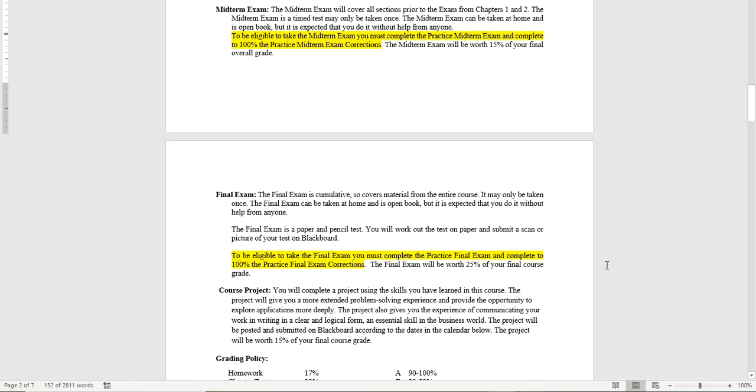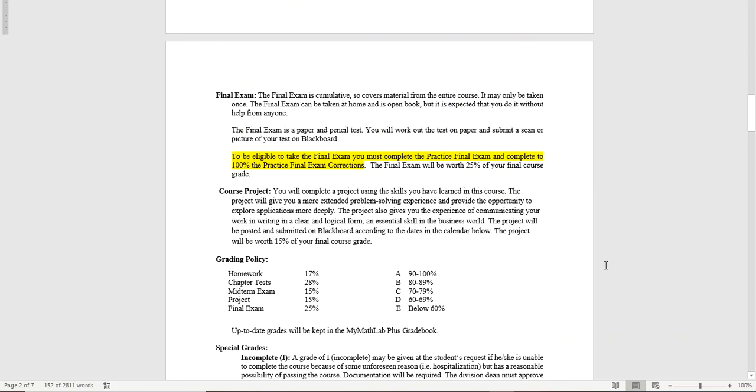The final exam is cumulative and covers material from the entire course. Like the midterm exam, it may only be taken once. It can be taken at home and is open book, but it is expected that you do it without help from anyone. Unlike your other tests and exams, the final exam is a paper and pencil test. It will be available to you to download from Blackboard, and you will submit a scan or picture of your completed work to Blackboard.